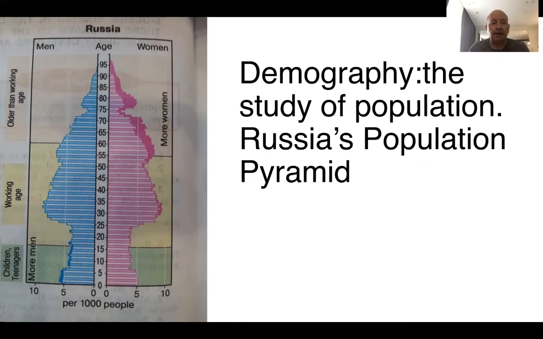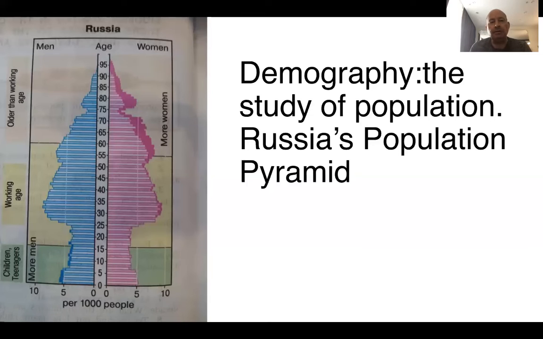That is 5 males per 1,000 people and also 5 females per 1,000 people. So altogether, 10 out of every 1,000 people in Russia are 5 years old. So that basically is how a population pyramid works. It takes all the different age groups from 0 all the way up to, say, 95, and it looks at how many people belong to that age group in the population.